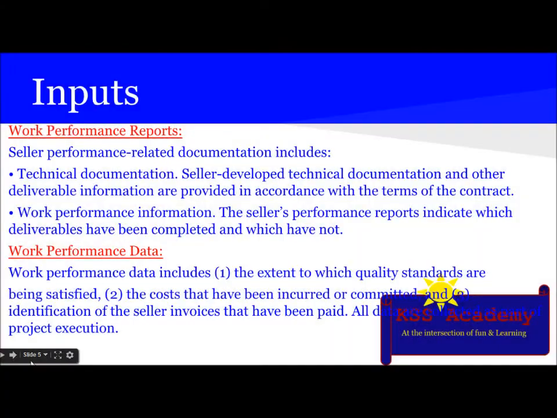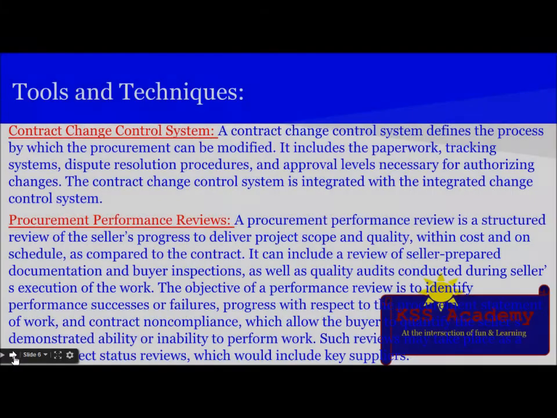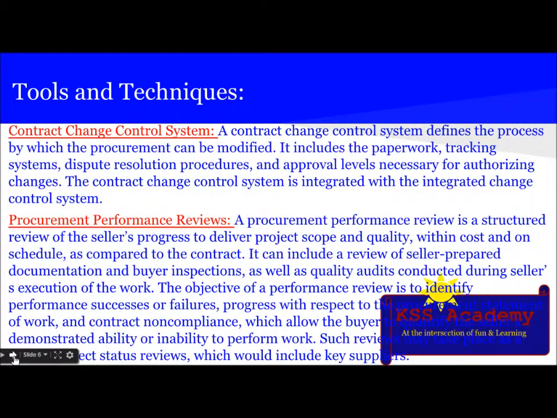Next is the tools and techniques involved. So first technique is contract change control system. A contract change control system defines the process by which the procurement can be modified. It includes paperwork, tracking system, dispute resolution procedures, and approval level necessary for authorizing changes. The contract change control system is integrated with the integrated change control system.